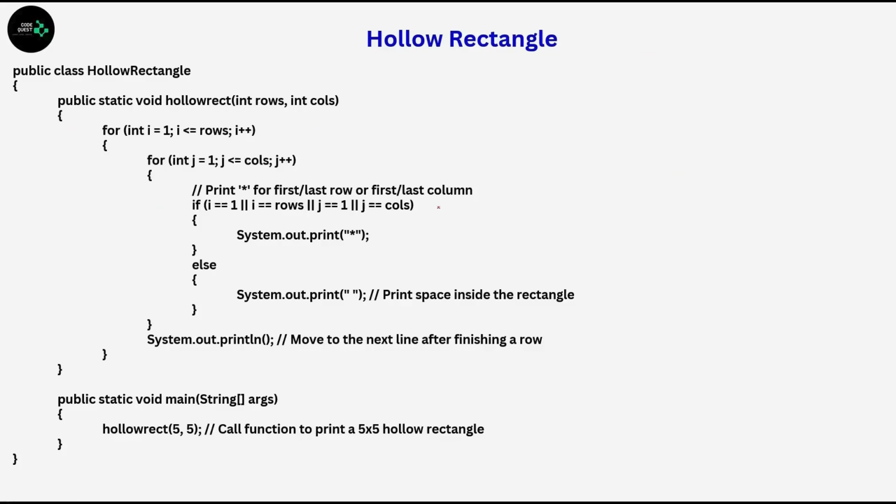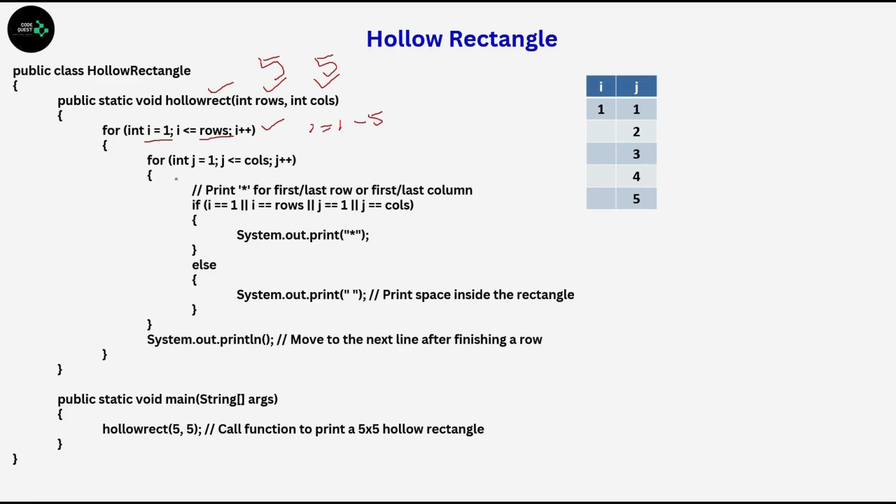Now let's see a Java program which is going to get us the hollow rectangle. What we have done here is we have considered one method, that is hollowRect, which is going to take the number of rows and the number of columns as its arguments. Within the method, we have taken a nested for loop where i value starts from 1 and goes up to the rows. If the rows is 5 and the columns is 5, this for loop is going to start from i value 1 and go up to 5.